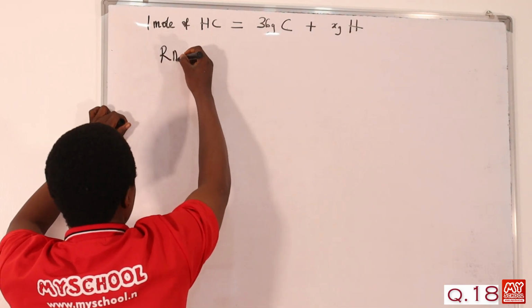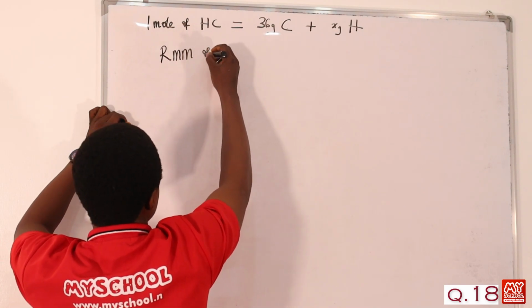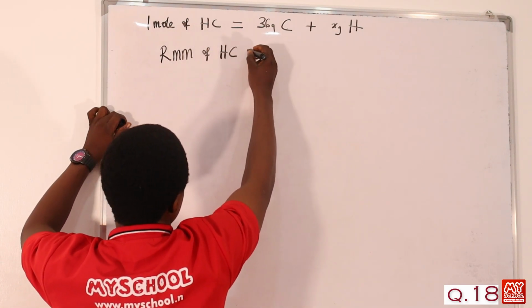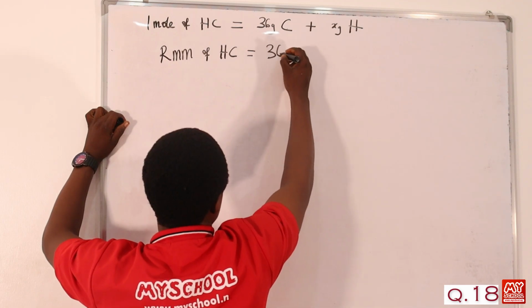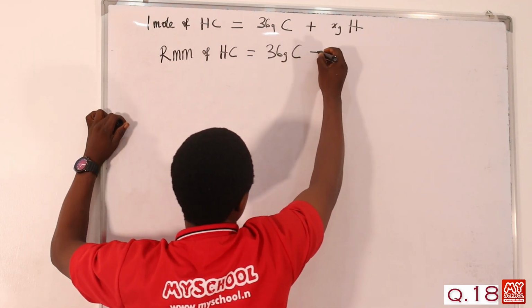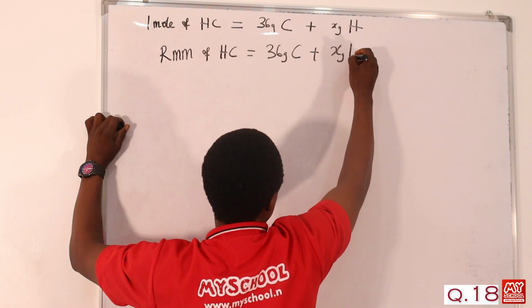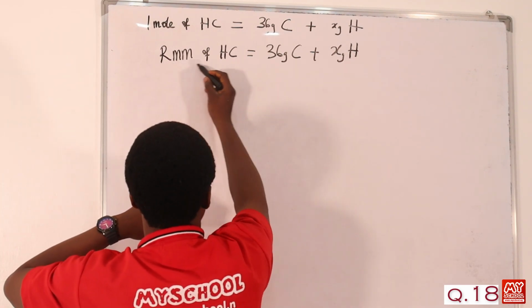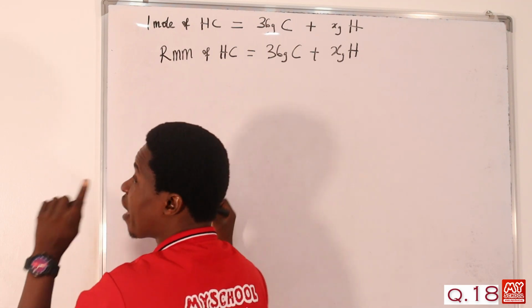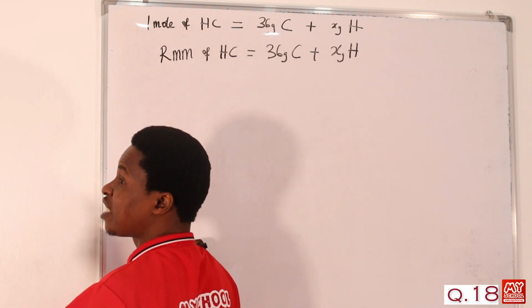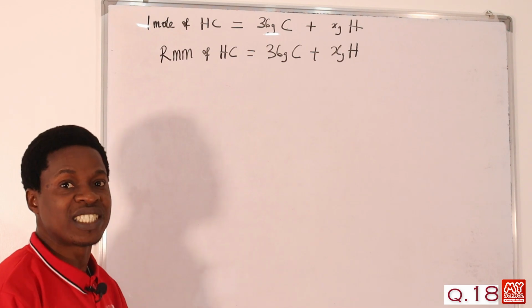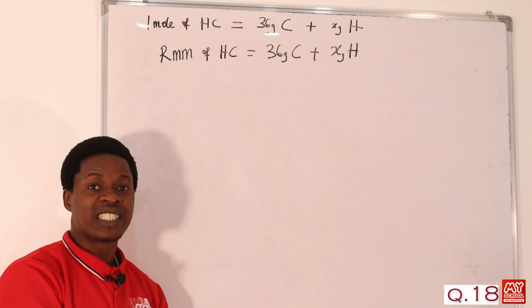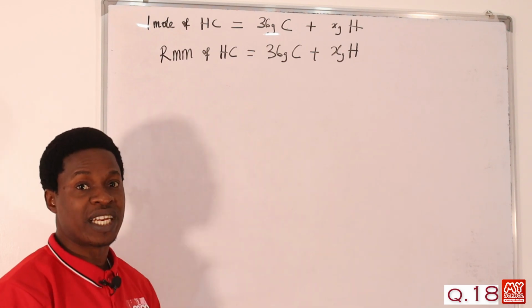The relative molecular mass of the hydrocarbon should be equal to 36 grams of carbon plus X grams of hydrogen. So now the issue is we need to get the relative molecular mass of the hydrocarbon. Don't forget that we're given the vapor density of the hydrocarbon to be 20, and there's a relationship between relative molecular mass and vapor density.